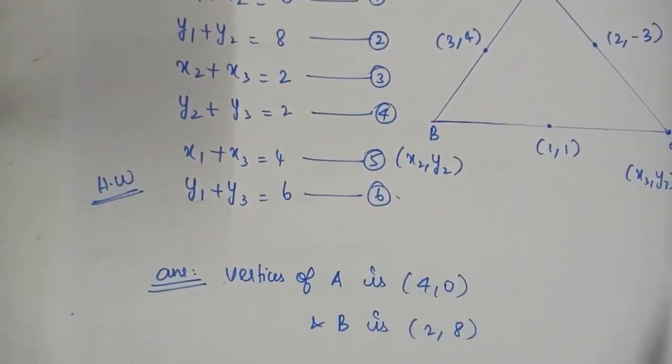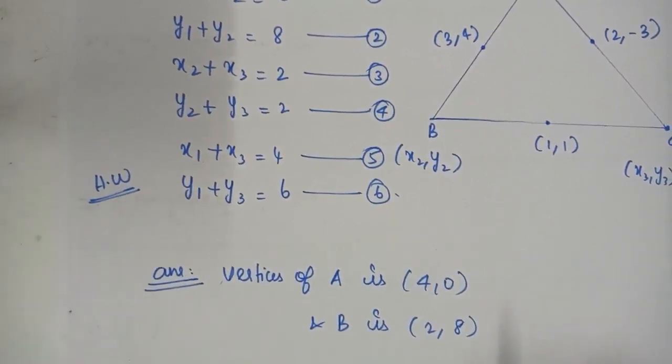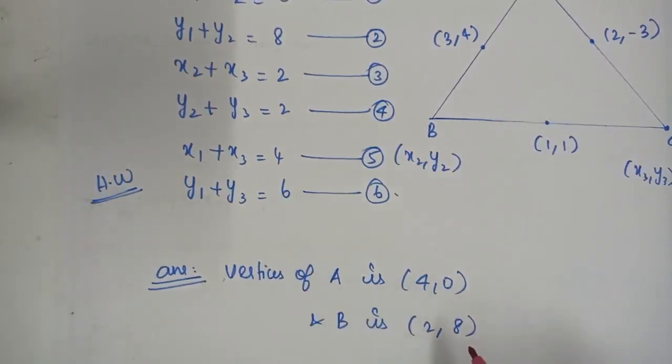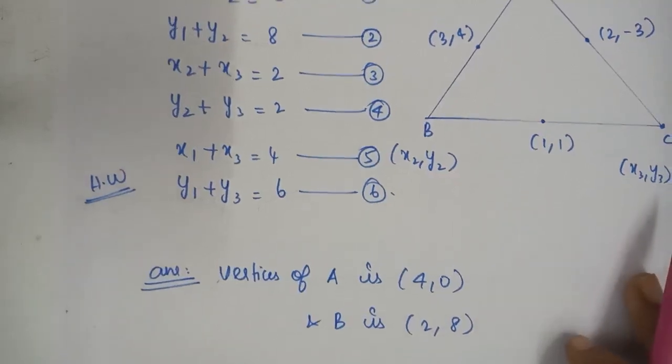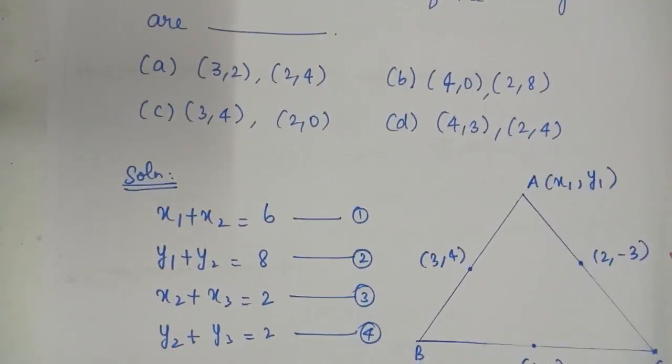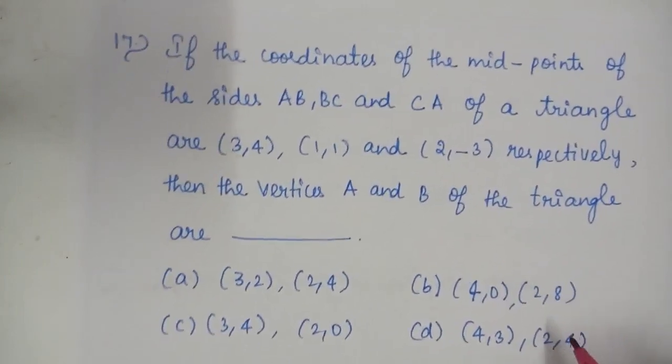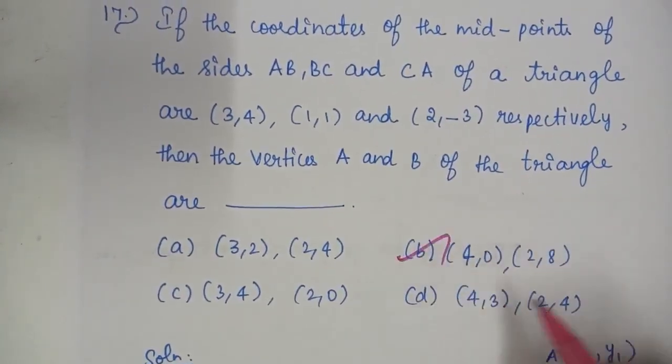So this is your homework. You just do the problem. The correct option is option B. The vertex A is (4, 0) and vertex B is (2, 8). You just try this problem. This is your homework problem.